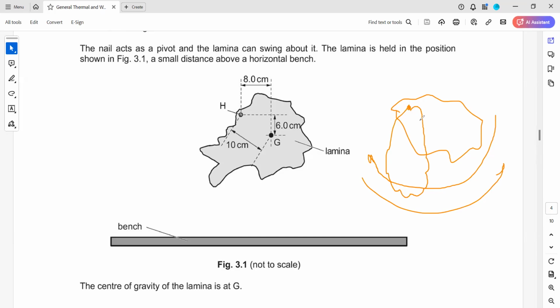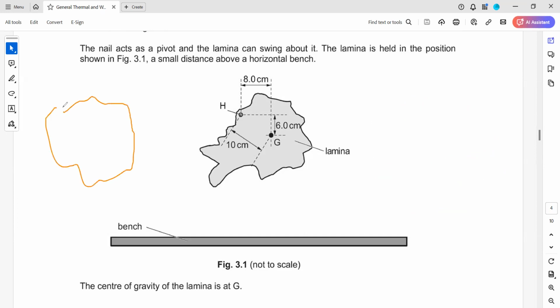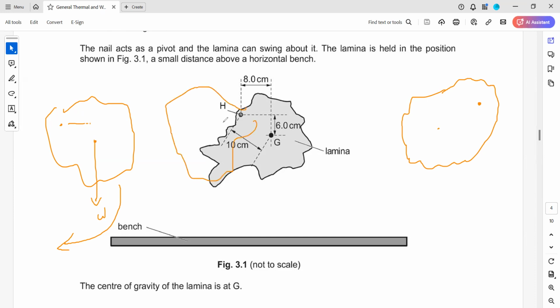So what actually happened? Why is it causing an oscillation? Say this is a lamina and here is the center of gravity. The weight is acting downward and it is acting at a certain distance from the pivot, so this weight will cause a clockwise rotation. Because of the clockwise rotation, the lamina will rotate clockwise. Then because of its inertia, it won't stop. It will move to the other side, and as it is vibrating, this will be the new position of the lamina.